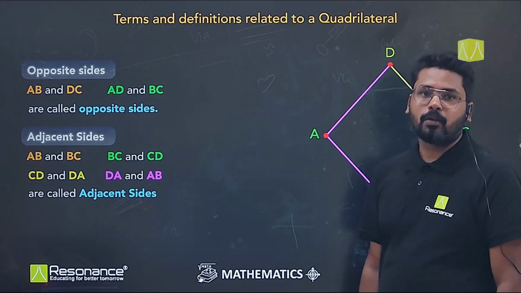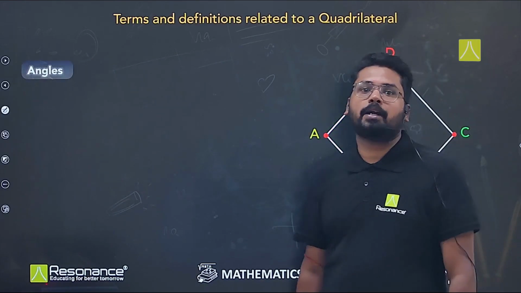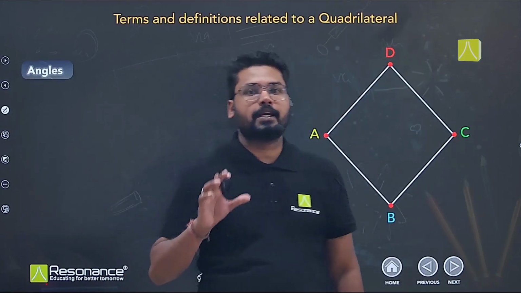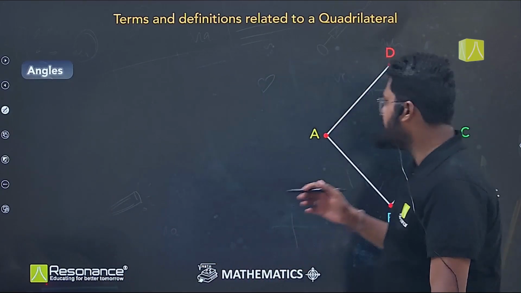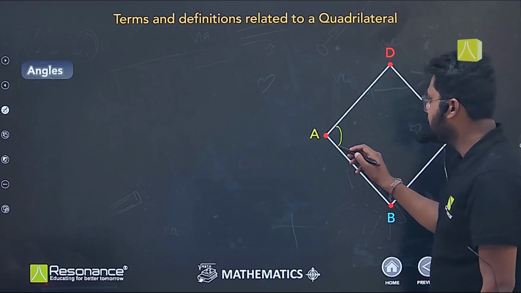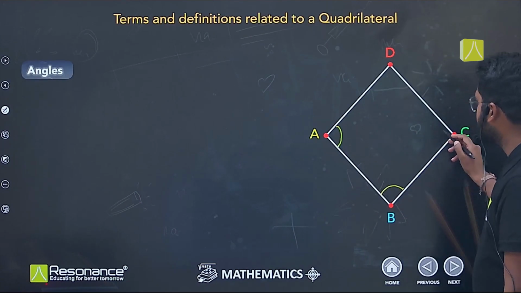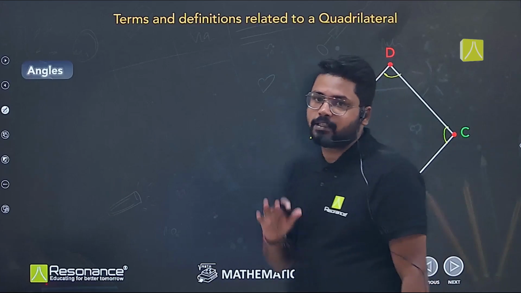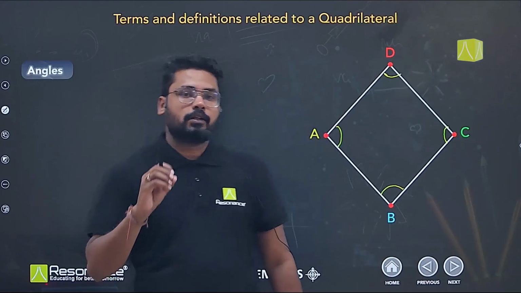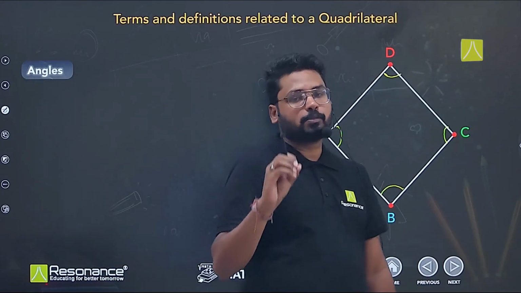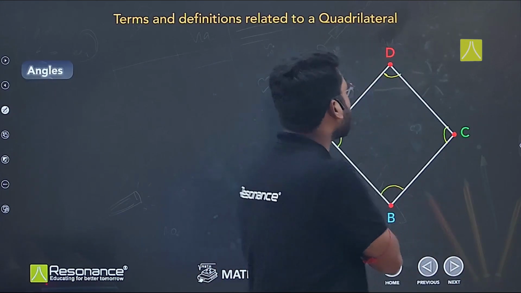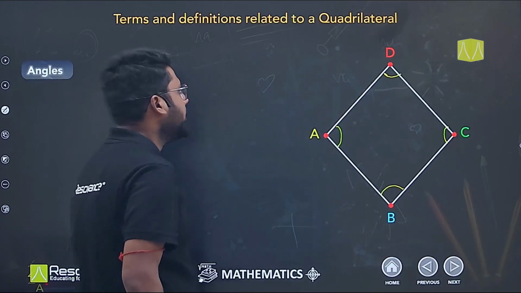Now we'll move on to the next part, angles. An angle is included between 2 sides. Like in AD and AB, the common vertex is A, so this is the angle. Similarly B is an angle, C is an angle and D is also an angle. A quadrilateral with 4 sides has 4 angles. Any figure, if it has 3 sides, must have 3 angles. If it has 4 sides, then it has 4 angles: A, B, C and D.